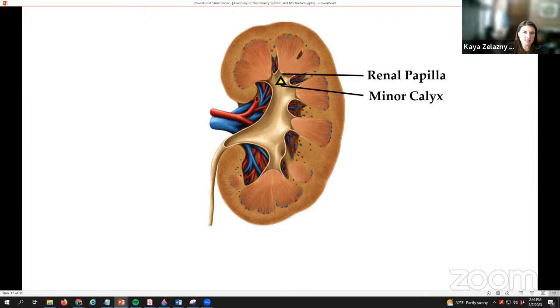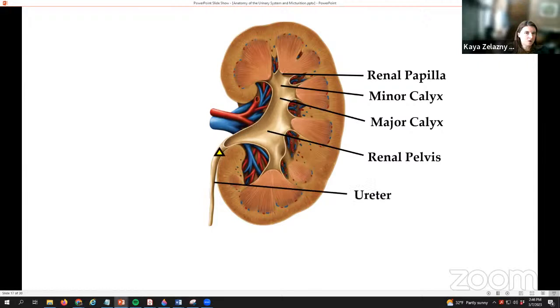Minor calyces, that's just plural, will join into a major calyx, so a bigger one after we have several of these come together. So we're moving through the major calyx there and into the renal pelvis. The renal pelvis is this whole collecting area in the center. Okay. And then we're going to go out of this hilum area, which is referring just to the center of the kidney rather than to the center collecting tube here, all that merging of the urine. All right, so we're moving from the renal pelvis out the hilum, which would include this blood flow, and we're going to move into the ureter. Okay. So here you see it moving through the ureter. This is our urine going through the ureter.